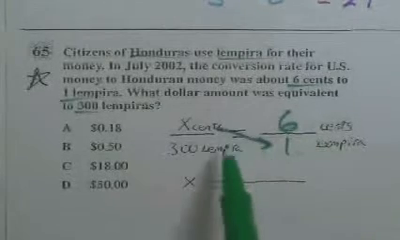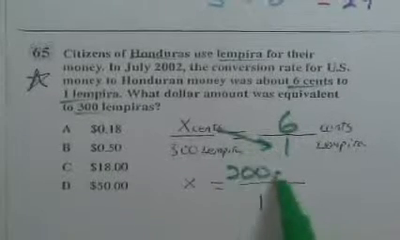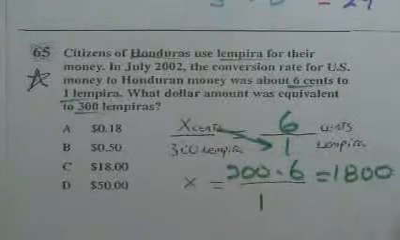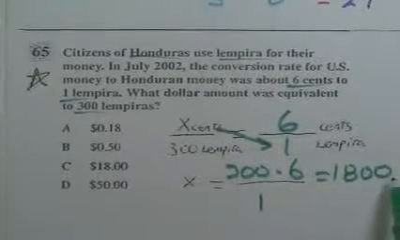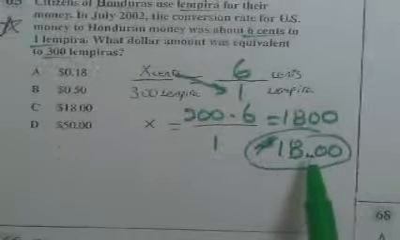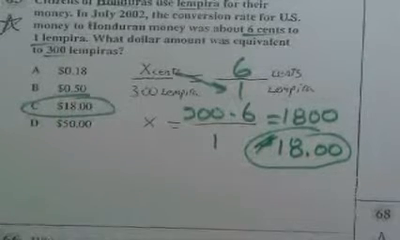Whatever's diagonal of x goes on the bottom, and the other 2 numbers go on top. So 300 times 6 is 1,800. Now that's cents. So 1,800 cents is equal to $18. So the correct answer is letter C.